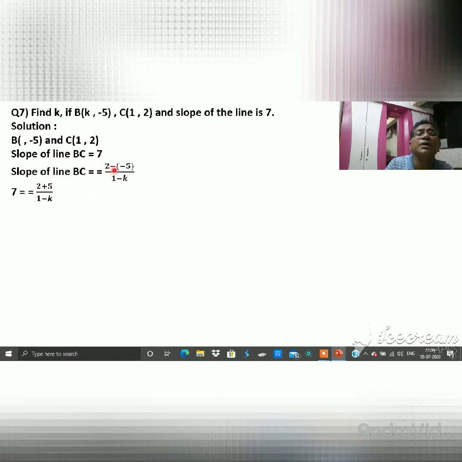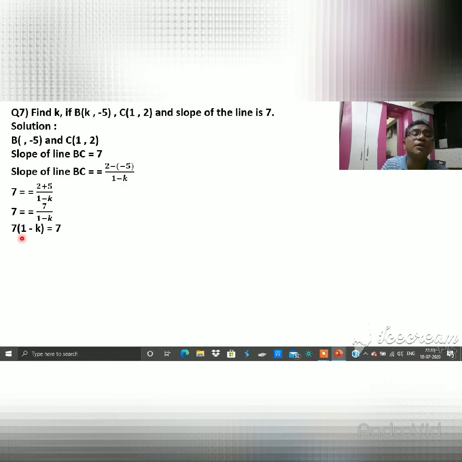Out of bracket negative sign, so minus 5 becomes plus 5. So 2 plus 5, then 1 minus k remains as it is. So 7 is multiplying 1 minus k. Here this 7 remains as it is, 2 plus 5 you get 7. Why is it plus 5? Do you understand? Because out of bracket negative sign, so minus 5 becomes plus 5. So 2 plus 5 is 7, and 1 minus k. So this 7 is multiplying 1 minus k, which is equal to the numerator 7, which remains as it is.